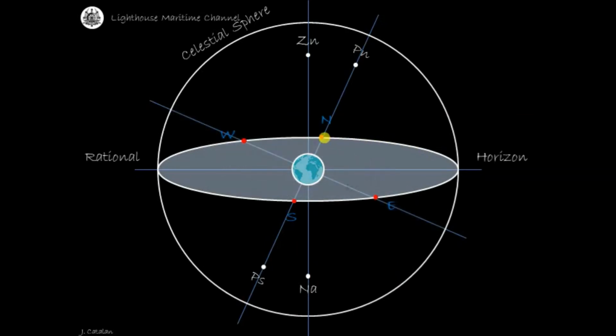Zenith is the point directly overhead of the observer. Nadir is the point directly beneath the observer. The great circle on the celestial sphere, every point of which is 90 degrees from the observer's zenith, is called the rational horizon. The sun sets at west and rises at east; the counterclockwise direction is the apparent motion of the sun in the ecliptic.